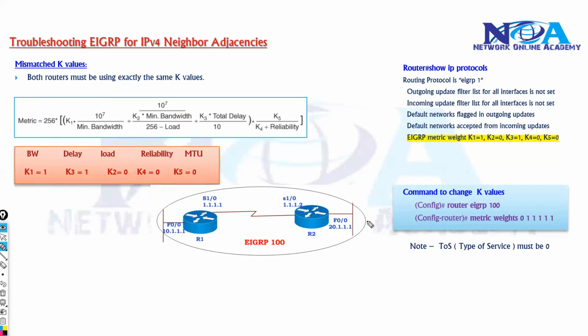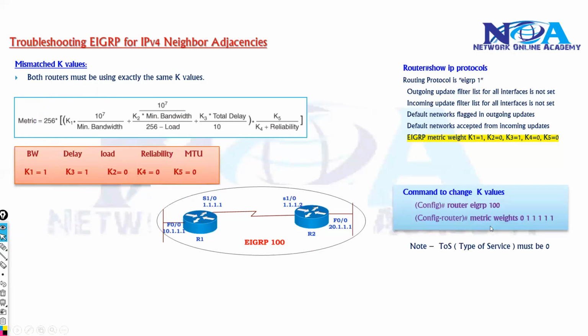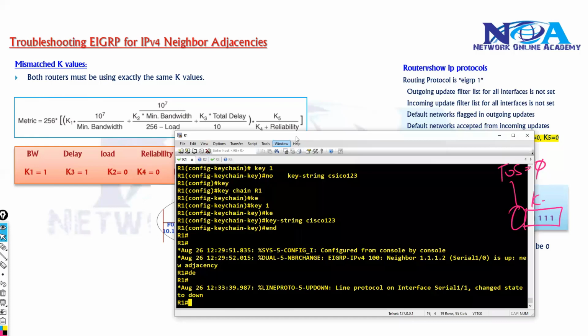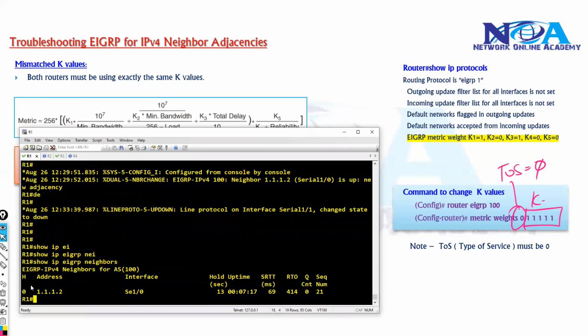In my case here, if you want to change the K values, there is a command called metric weights. We can use something like, this is actually type of service, which will always be 0. This type of service value will not be used. And the remaining 5 values, if you use question mark, they will be K values. If you want to verify the same on the command line, I can go to one of these routers, and if I verify the neighborship between router 1 and router 2, it is establishing.